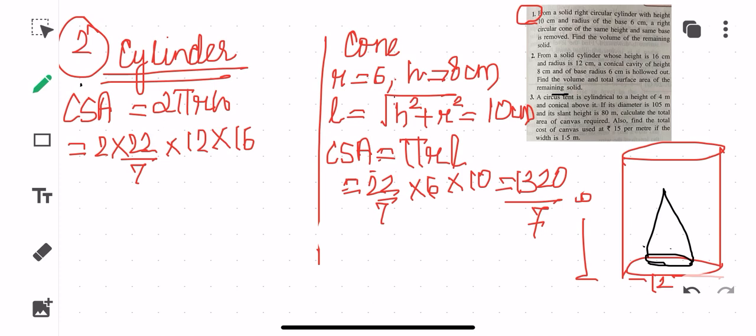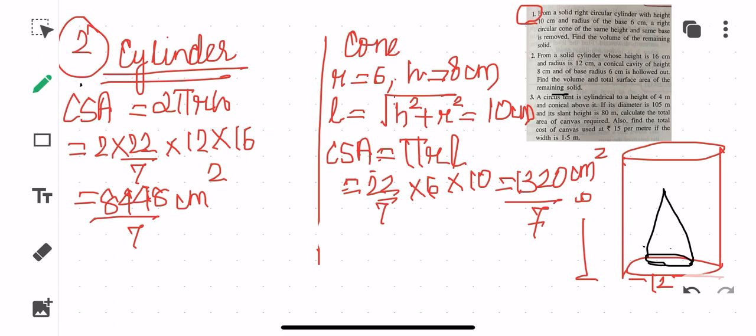So how much is this coming out to be? We'll be quickly looking into this. 16 into 12 into 44 is 8448, children. We will be keeping everything divided by 7, so that at the end of the day it is easy for me to solve. So this is 8448 divided by 7 centimeter square. This is also centimeter square. So two of the areas I have calculated.